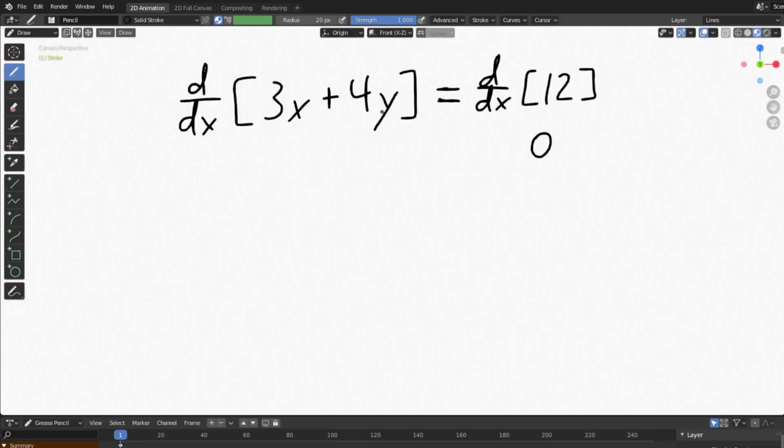And then here is a little bit complicated because we have to take the derivative of y. This is something that we can split up into dx of 3x, so 3, plus dx of 4y. It's a little confusing on what to do, but essentially we're going to take this 4 out. That's another nice thing. Plus 4 times dx of just y.